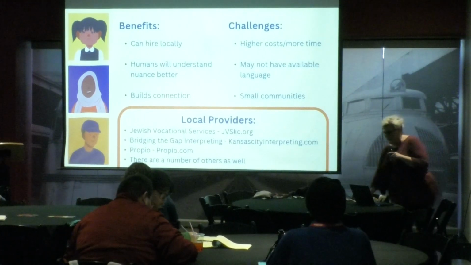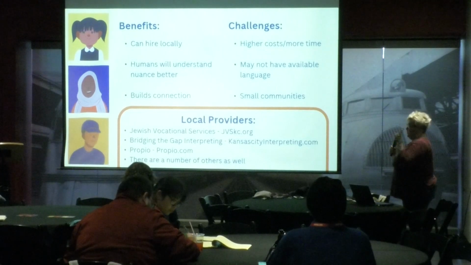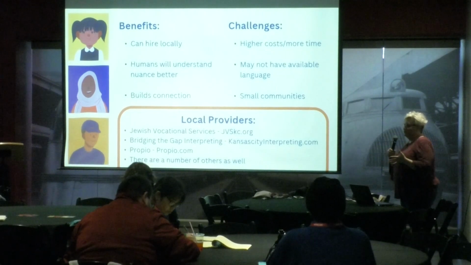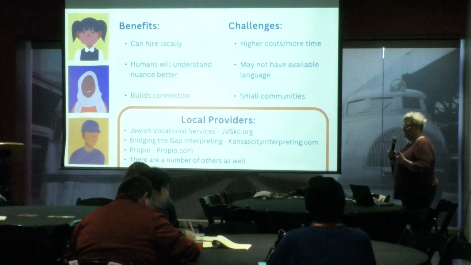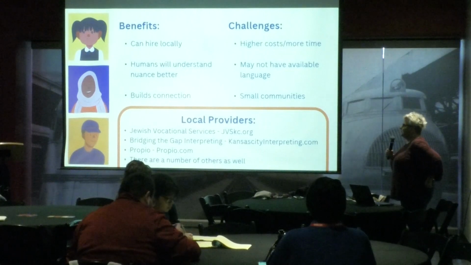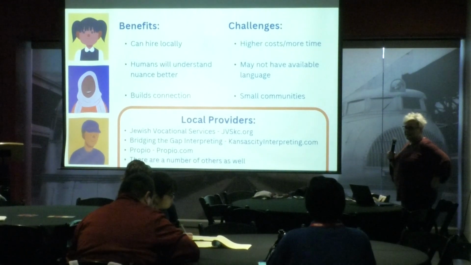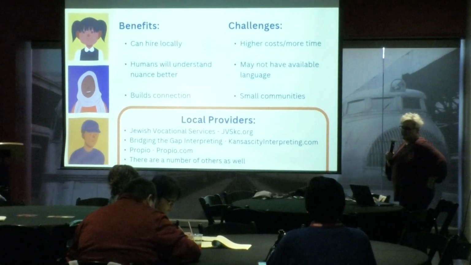Okay, here's why I like using local providers and humans. First, you can hire locally. We've got several places here in Kansas City. Jewish Vocational Services, which is a refugee resettlement agency, has an interpretation and translation center where they hire folks that they've helped to resettle to serve in these capacities. Bridging the Gap is an additional one. Propio is actually a very large company, but it's based in Overland Park. So there's a number of organizations in Kansas City that use it.